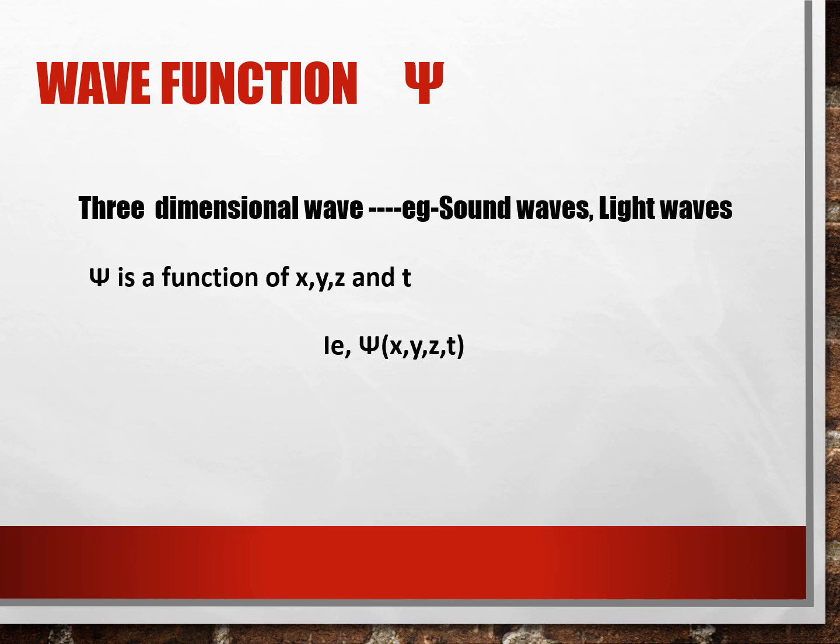Now coming to the three-dimensional case, for example, sound waves, the physical quantity that is varying with time is the pressure of the gas, whereas in light waves, the physical quantity that is varying with time is the intensity of electric and magnetic fields. Please note that the pressure variations of gas in the case of sound waves and intensity variations of electric and magnetic fields in the case of light waves happen in all directions. So, in the case of a three-dimensional wave, the wave function psi is a function of position coordinates x, y and z and time t.